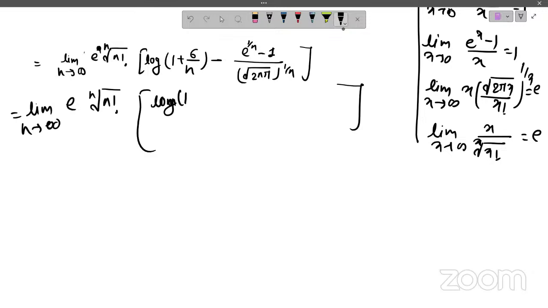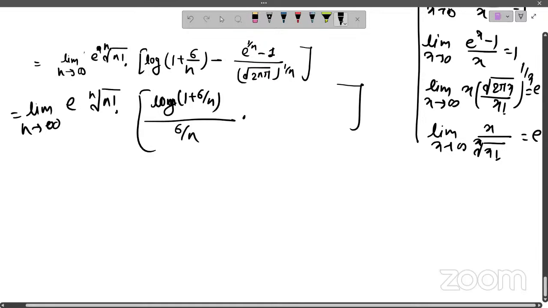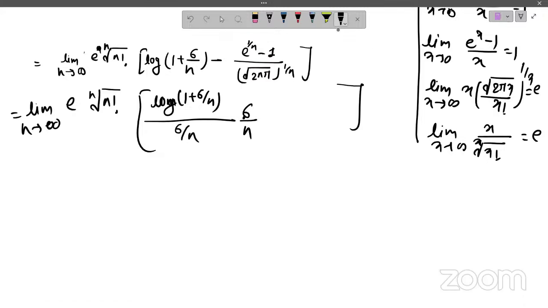So this will become log of 1 plus 6 by n. Now I will multiply and divide by 6 by n. So in the numerator it will become 6 by n, which you can write as 6 and then by n, right? Okay. So this is one term, we can solve it.